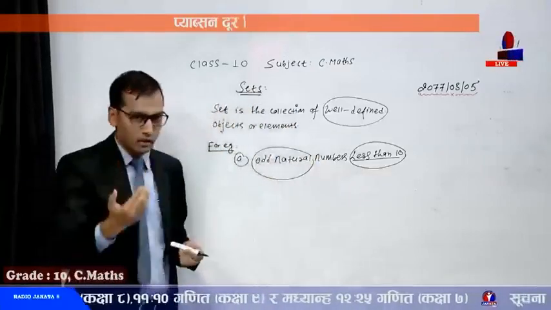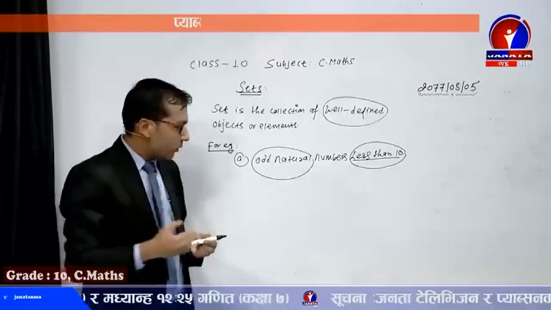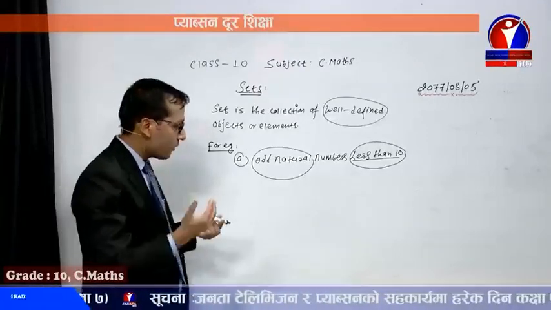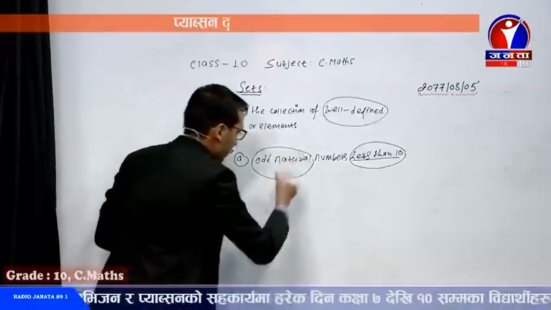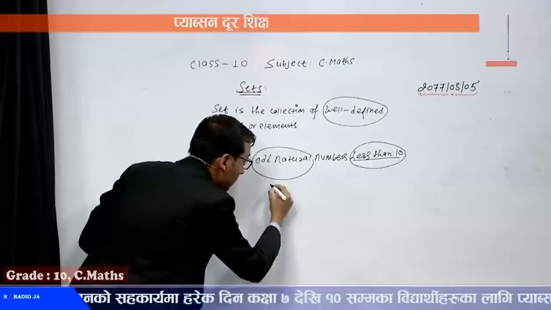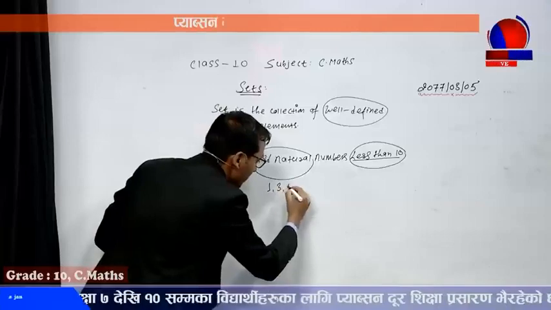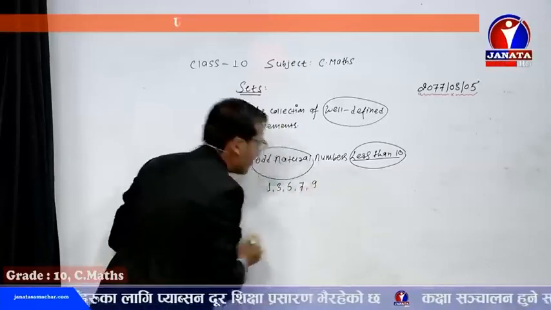Let's think, taking 10 seconds. I hope you are taking the class, you are in front of the screen. Let's think for 10 seconds. I am also writing here on the board. So what are the odd natural numbers? The first number is 1, second is 3, third is 5, similarly 7 and 9.